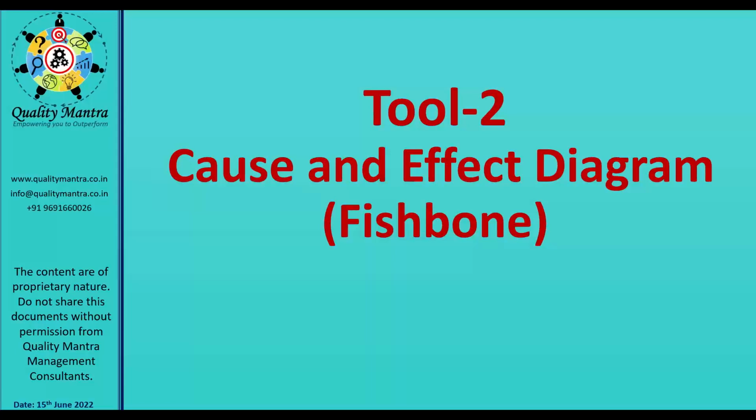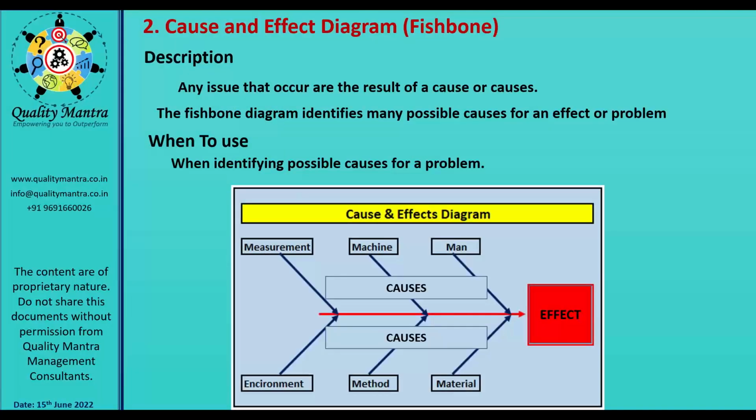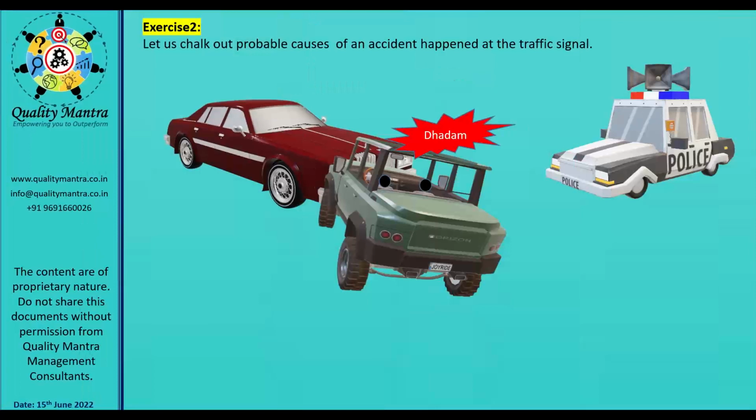Then tool number 2, that is cause and effect diagram, which is also known as fishbone diagram or Ishikawa diagram. We have seen that it is used to find out the probable causes of a problem. किसी भी प्रॉब्लम के लिए कुछ probable causes जिम्मेदार होते हैं. So what are these responsible causes which result in the problem? उसको देखने के लिए cause and effect diagram use होती है, and in that we are categorizing it into 6 categories: man, machine, method, material, measurement, and environment, or you can say mother nature.